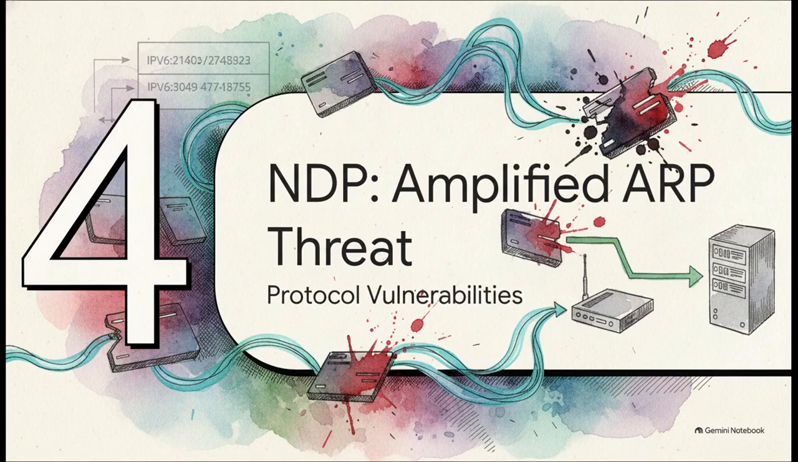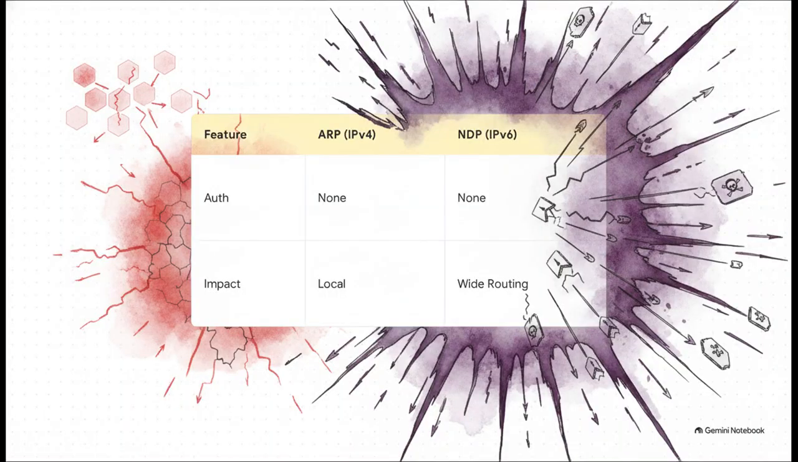Let's look at the IPv6 replacement for the Address Resolution Protocol. And this brilliantly illustrates the core problem. The Neighbor Discovery Protocol, or NDP, handles router discovery, prefix advertisement, and neighbor reachability. Both ARP and NDP share a fatal flaw. Neither has built-in authentication. They both just assume all nodes on a local link are completely trusted.